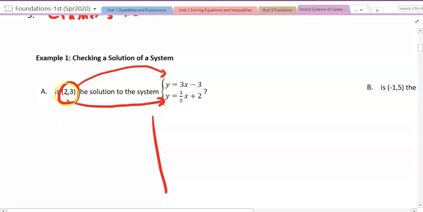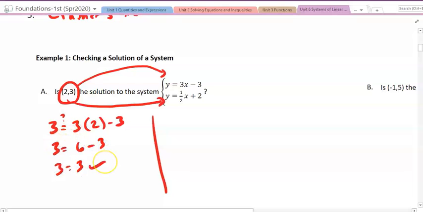And so I'm going to plug in the 2 for x and the 3 for y. So I get 3. Is that equal to 3 times 2 minus 3? Well, 3 times 2 is 6. And 6 minus 3 is 3. So it checks for that one. But remember, it's got to work for both to be a solution to the system. And so we need to check the second equation.